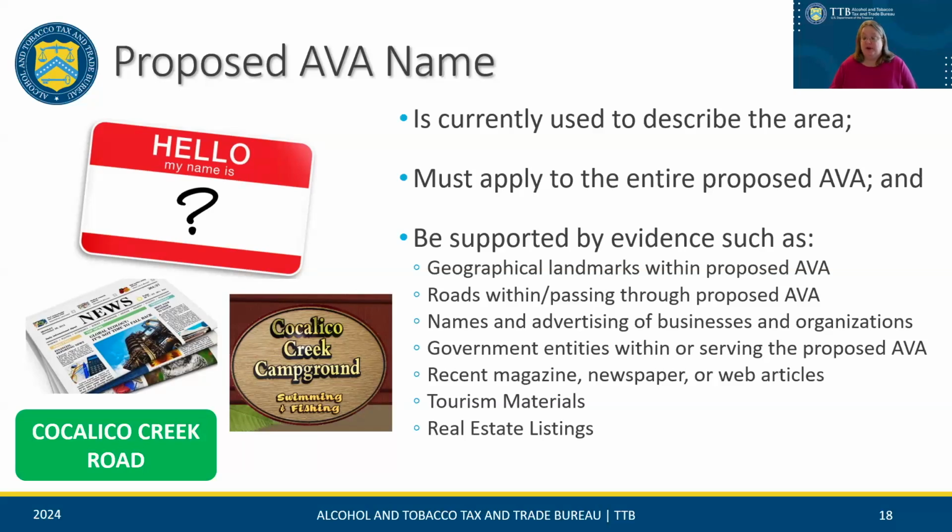You can also perhaps find name evidence in recent magazine, newspaper, or web articles. And tourism materials are often a great source that can be overlooked. Take a look at tourism materials and see how tourist organizations refer to your area. And finally, real estate listings are another great source of potential name evidence. Look for properties that are located within your proposed AVA and see how the real estate agent refers to the area.